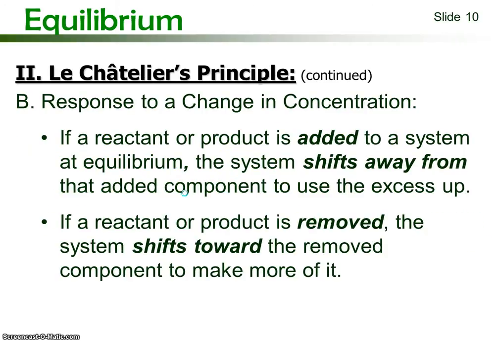So there are three rules according to Le Chatelier's principle. The first rule is regarding the response to a change in concentration. In general, if a reactant or product is added to a system at equilibrium, the system will shift away from the added component to use the excess up. The converse would be if a reactant or product is removed, the system will shift toward the removed component to make more of it. Let's look at an example of this.